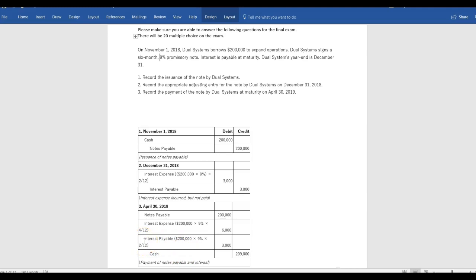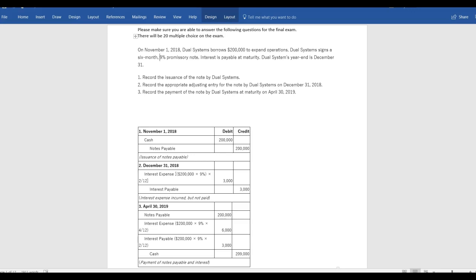For recording the payment at maturity, you'll want to calculate how much interest was expensed, or accrued, in the second year. So in this particular situation, because the note matures on April 30th, that's 4 months of interest that on the date of maturity we will show as interest expense. So we would then take the note of $200,000 times the interest rate of 9%, divide it by 12, multiply it times the number of months in that year, which in this case is 4 months.